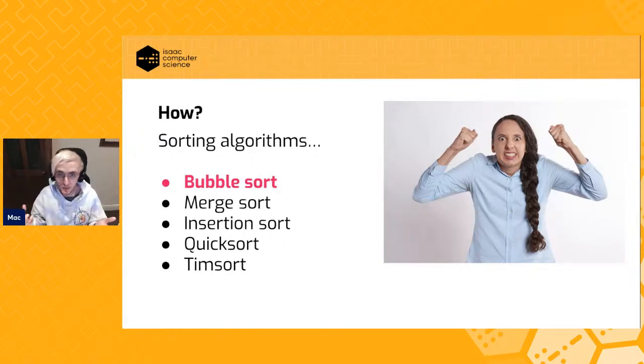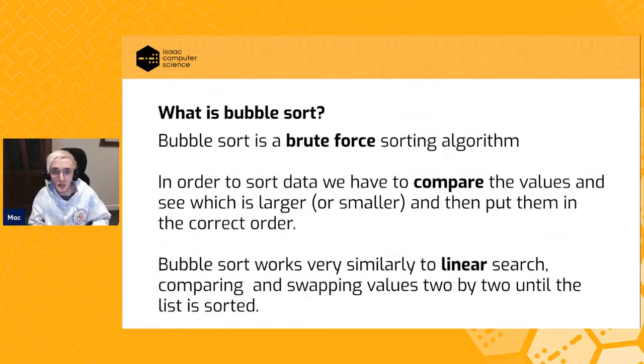It's usually the first one that people see, and we'll see why in a minute. I'll come back to that question. So what is bubble sort? Bubble sort is a brute force sorting algorithm. At its core, in order to sort data, like if I was to give you two numbers to sort, the way you would do it is you would compare them, and then you would see which is larger or smaller, depending on which way you wanted to sort them, and then you would swap them, right? So that's the simplest kind of sort. If we just had two things, we'd compare them, and then we'd put them in the right order.